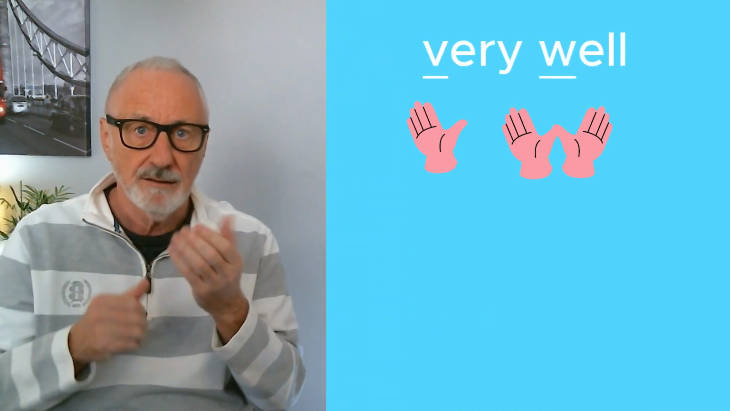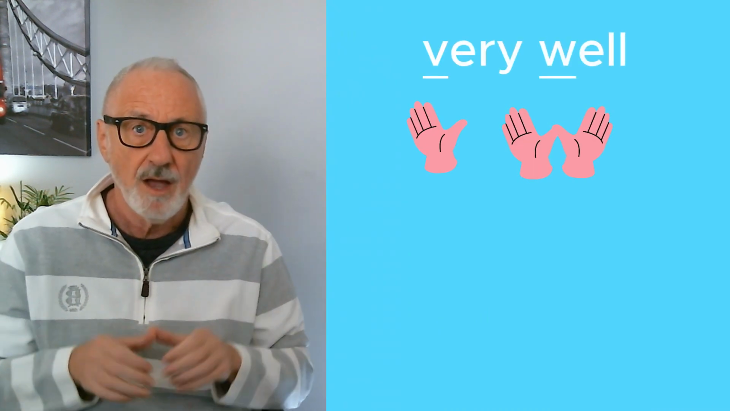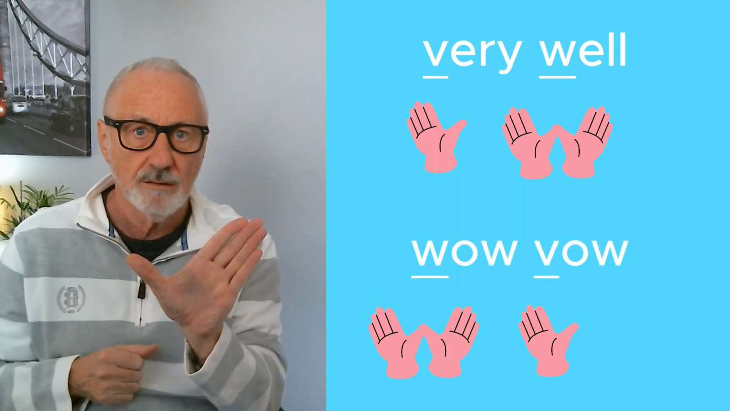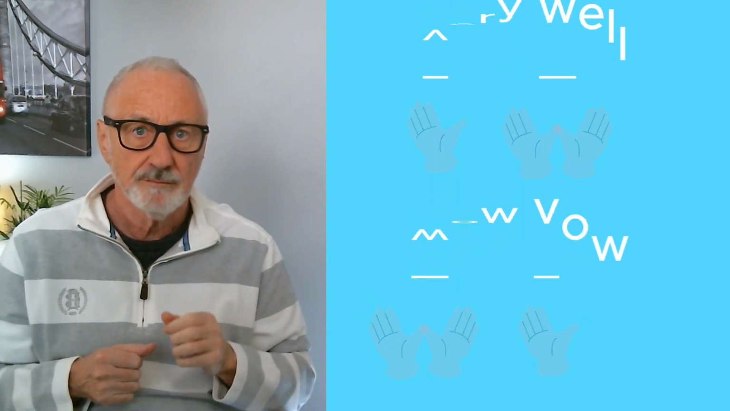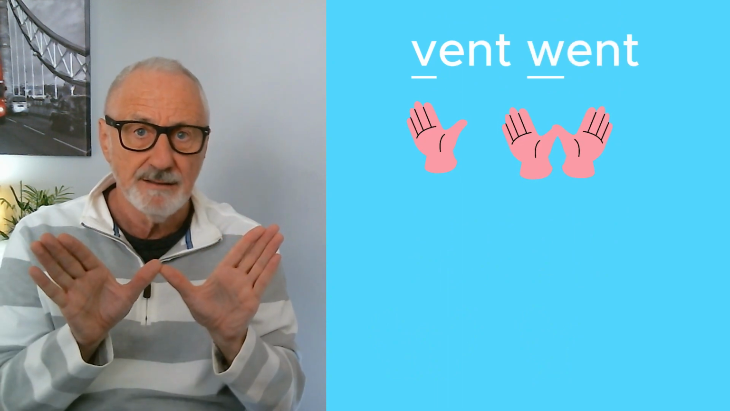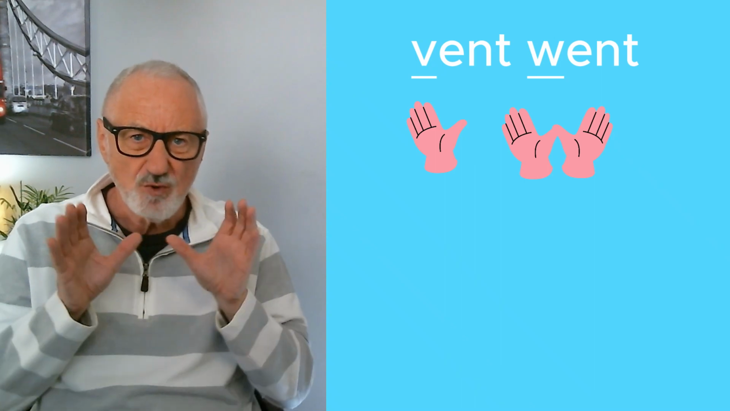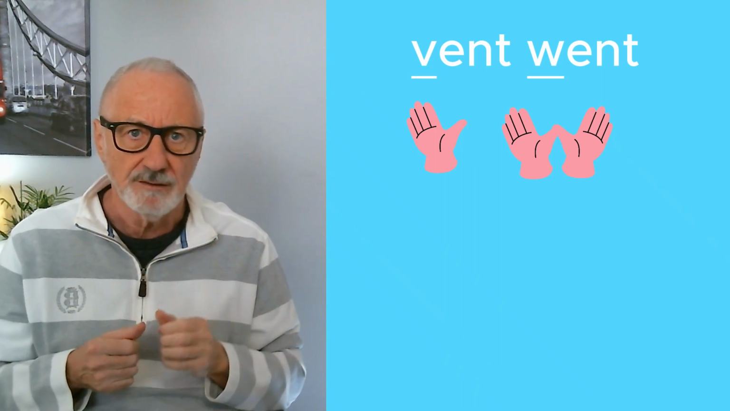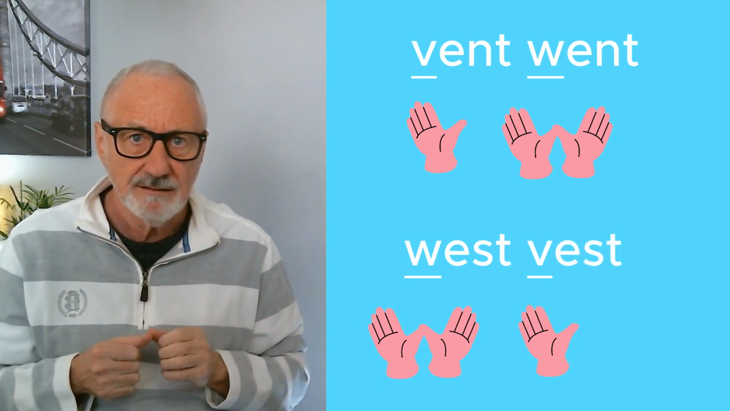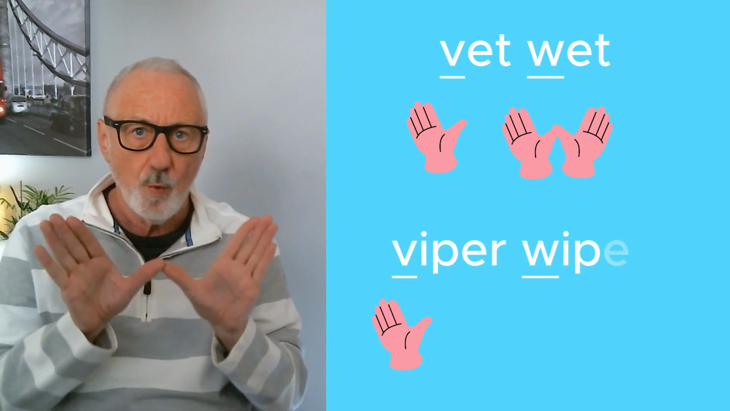Now some quick changes between the V and the W sound. Very well. Wow, vow. Vent, went. Remember, make them hand signals really clear, really forceful. West, vest. Vet, wet. Viper, wiper.